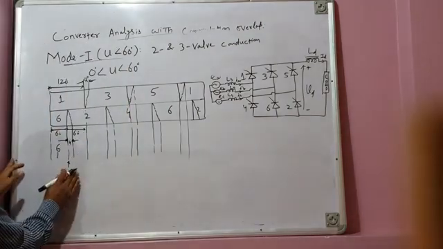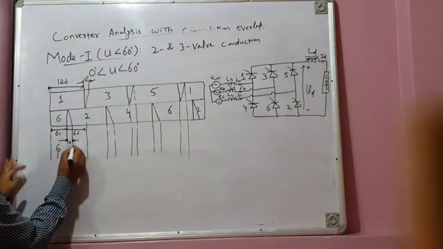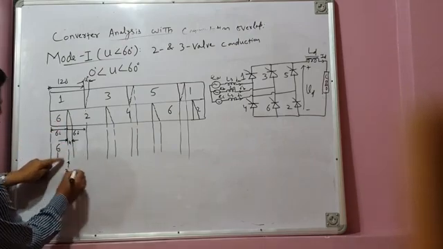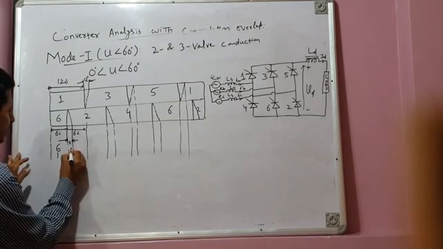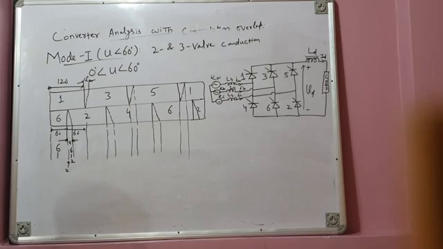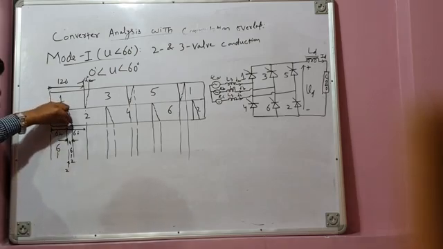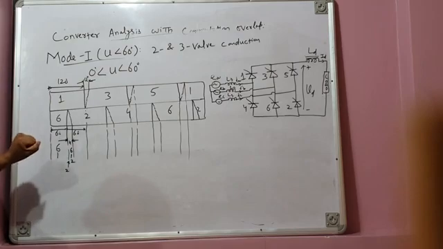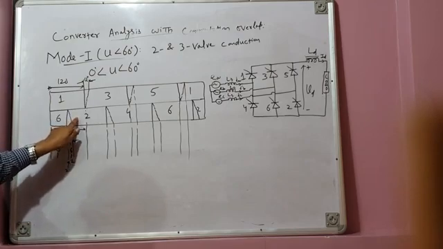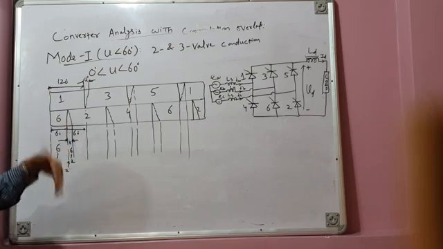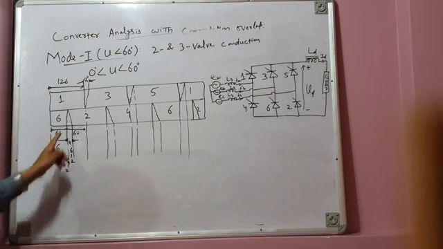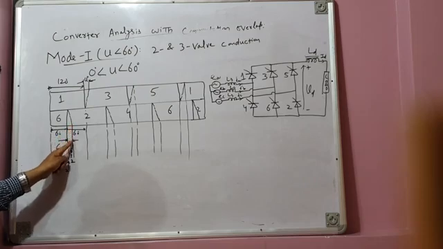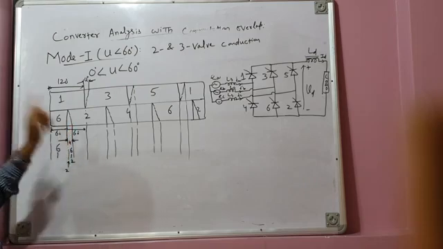So during this small period, 2 is fired. When 2 is fired, 1 is already conducting, and 6 is also conducting. So during this period, 2 is also conducting. So there is 3 valve conduction: 6, 1, 2. This is the commutation overlap angle u. During this period, there is commutation taking place between 2 and 6. Both are conducting, 6 as well as 2. Current in 6 is decreasing and current in 2 is increasing. And at the end of this commutation overlap angle u, 6 is completely out and 2 is completely in.